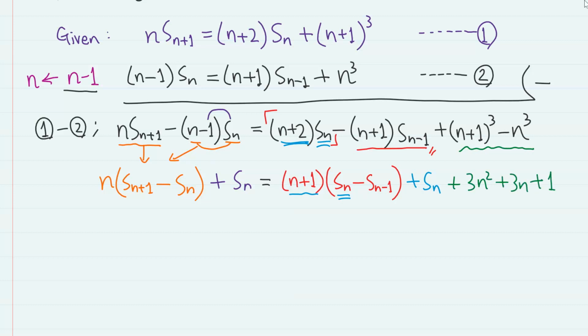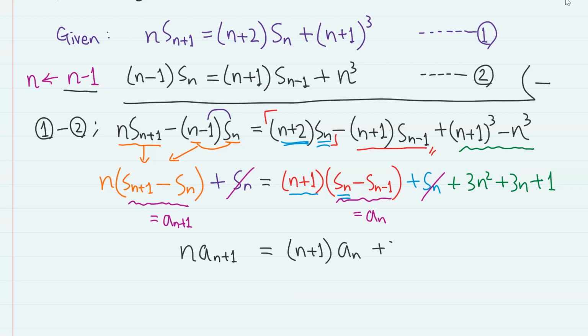So we have this. And notice that Sn cancels out, and S(n+1) minus Sn is a(n+1), and Sn minus S(n-1) is an. So we have n times a(n+1) on the left hand side, and (n+1) an plus 3n squared plus 3n plus 1 on the right hand side.